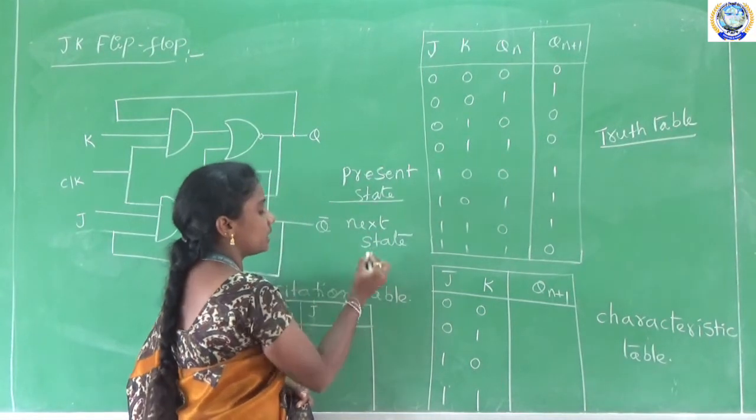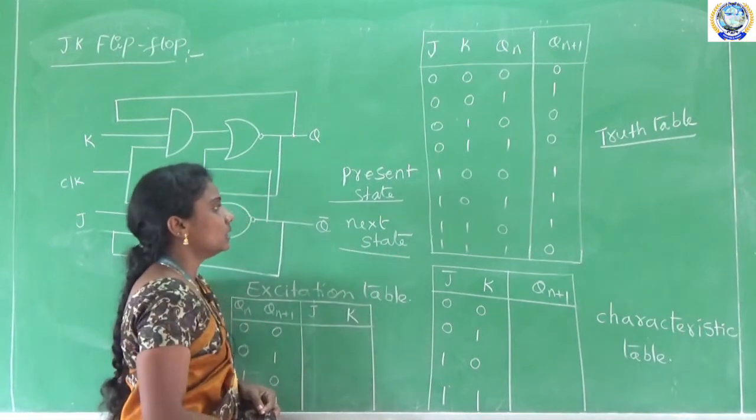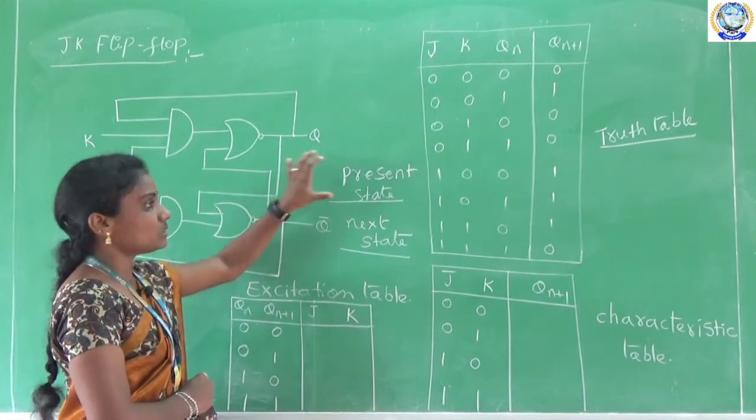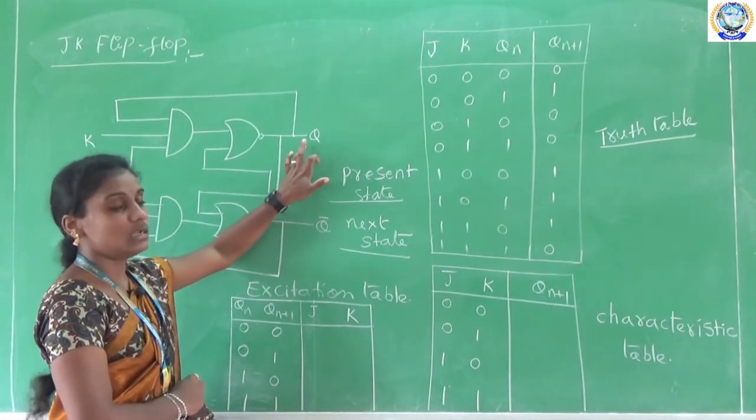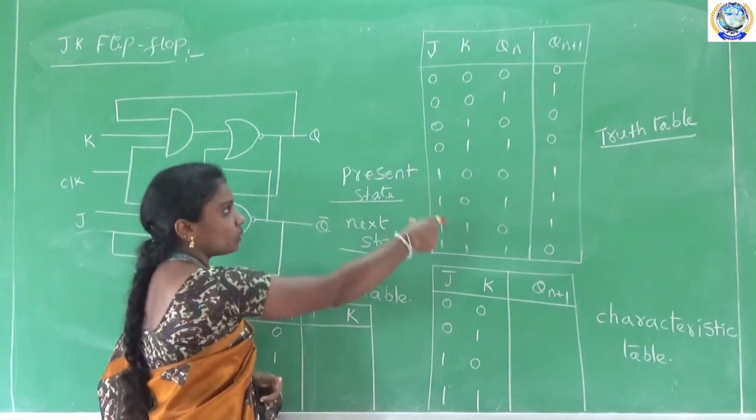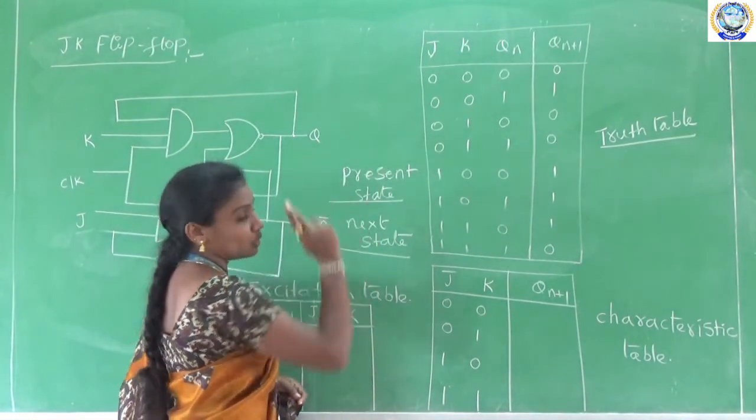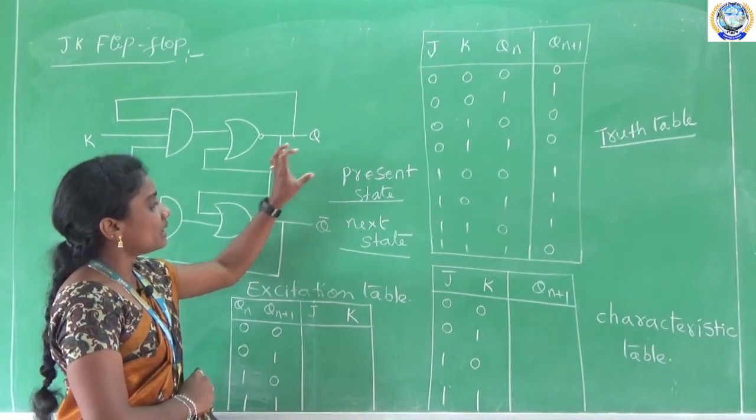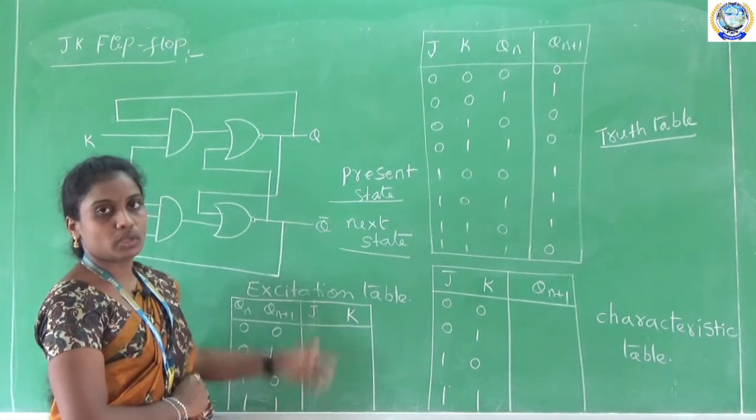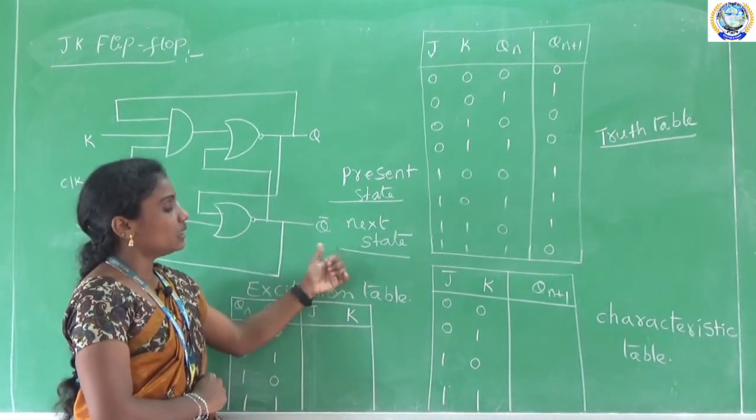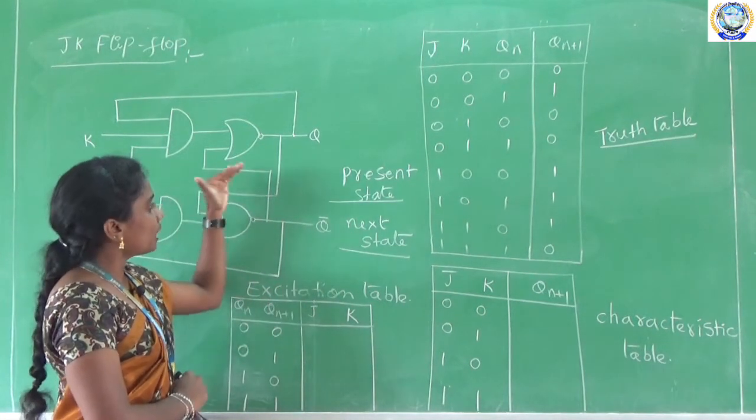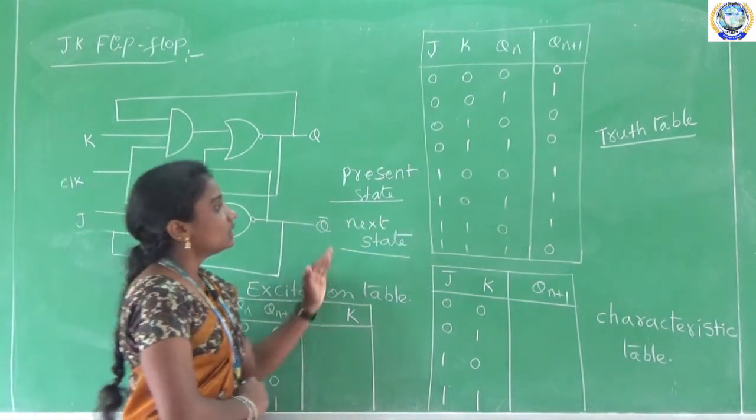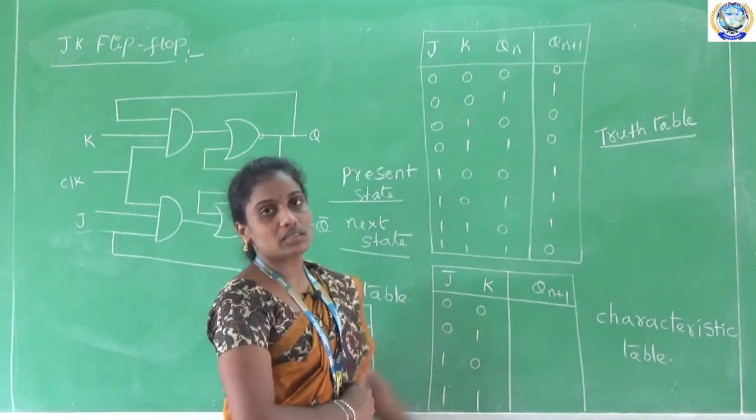What are the present state and the next state? Before applying the clock pulse, the output of this flip-flop is known as the present state. Here Q is the present state. In this truth table, we define that Q as Qn, and the complement of this present state is described as Q bar, that is Qn bar. Next state means after applying the clock pulse, the output of this flip-flop, denoted with Qn plus 1.